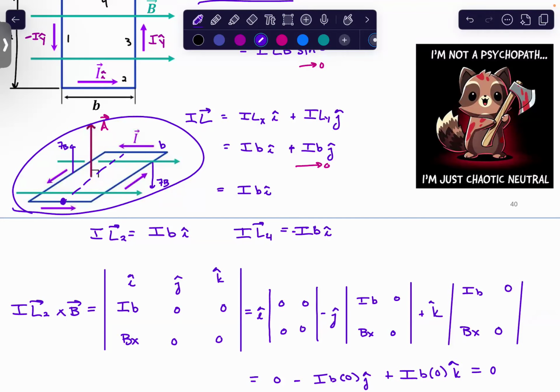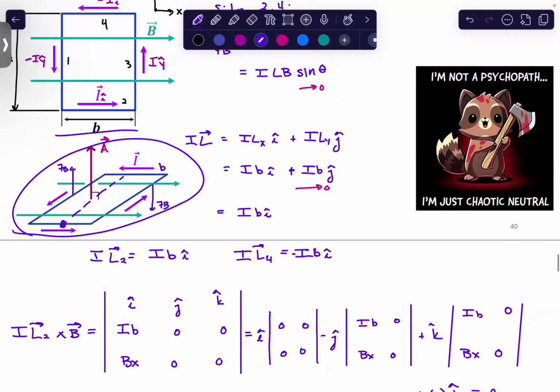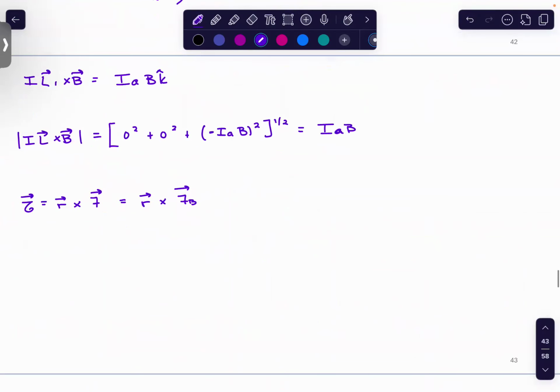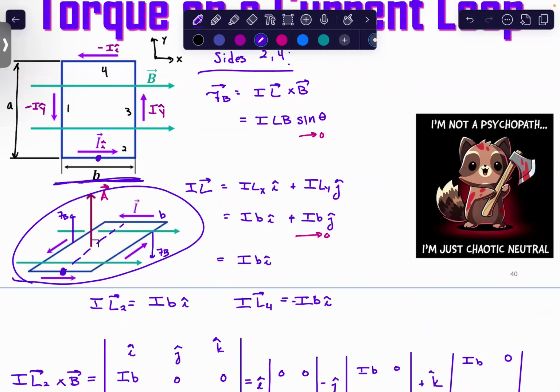So if the axis of rotation is right here, what is the R value, the distance? The whole side is B. If the axis of rotation is right here, what's the length of the rotation arm? One half B. So this is going to give us R F B. Cross product is sine of theta. And again, what is the angle between the force and the rotation arm?